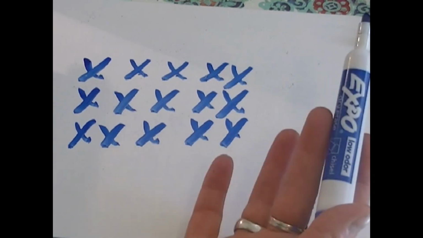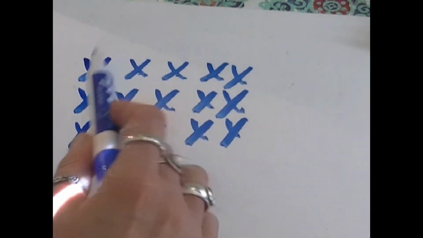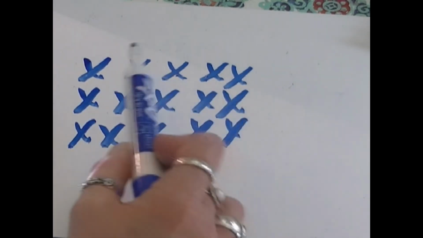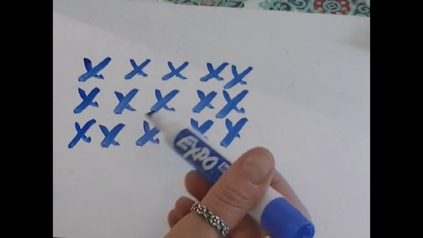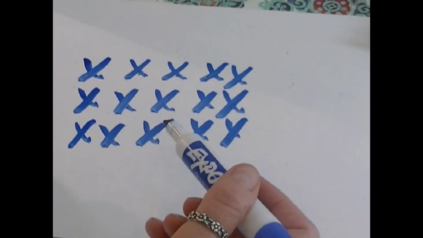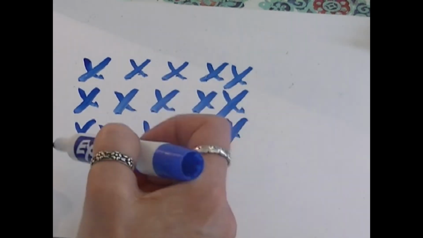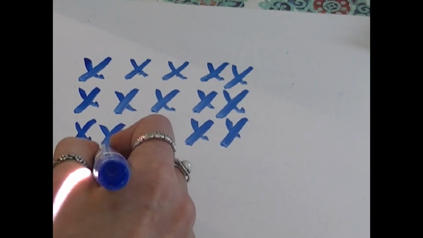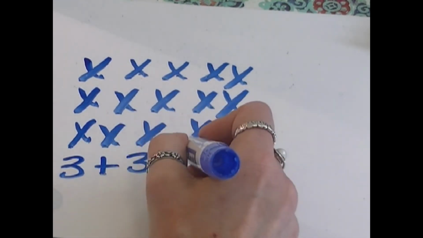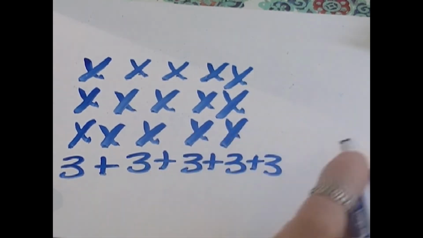Hey, did you come up with the same thing I came up with? This time I drew this array with 5 columns and 3 in each column. So let's see if that brings us to the same number of X's that we had to start with before. Remember, before we had 15 X's. So let's see here. The repeated addition sentence would be 3 plus 3 plus 3 plus 3, plus 3. Alrighty.